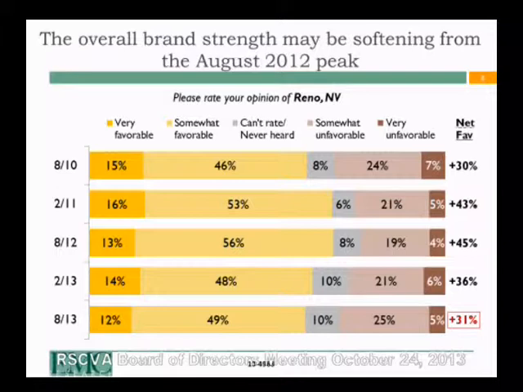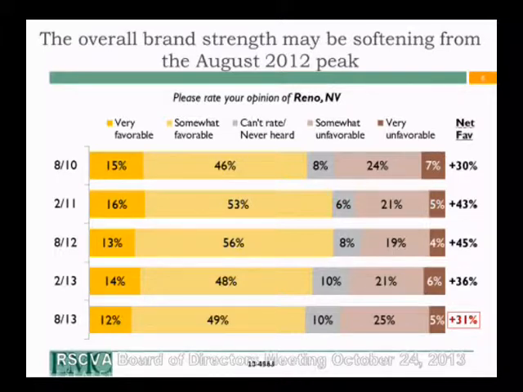This is what we call your brand rating: rate your overall opinion of Reno, Nevada on a favorable to unfavorable scale. On the left is very favorable. It's now at 12% very favorable to 49% somewhat favorable, so still on the positive scale, so 61% overall favorable, 30% unfavorable, so it's still positive, a net of 31 points on the positive.